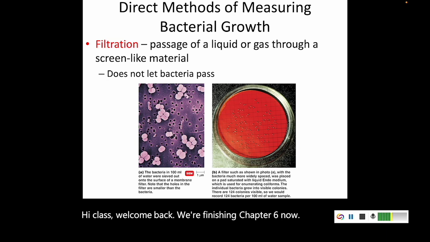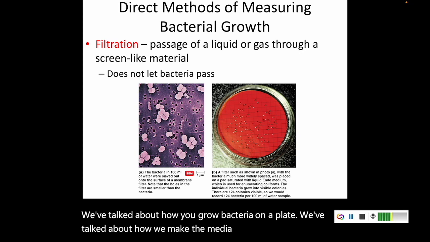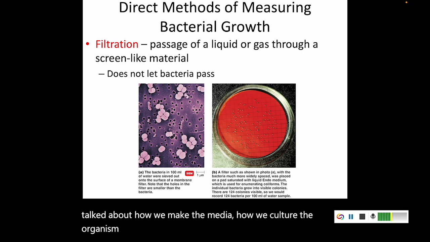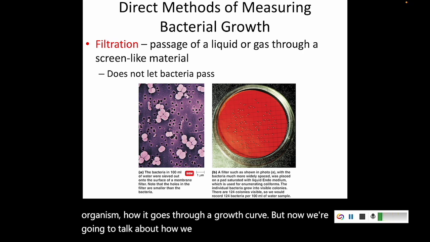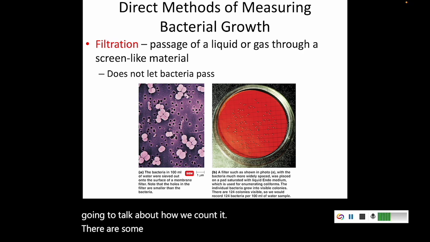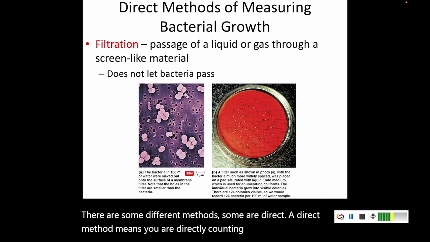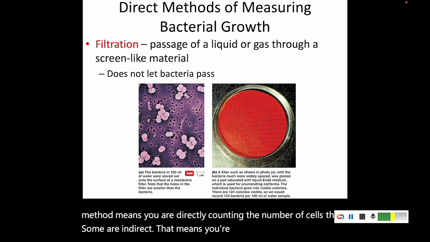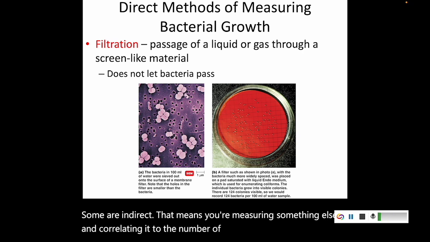We've talked about how you grow bacteria on a plate. We've talked about how we make the media, how we culture the organism, how it goes through a growth curve. But now we're going to talk about how we count it. There are some different methods. Some are direct. A direct method means you are directly counting the number of cells there. Some are indirect. That means you're measuring something else and correlating it to the number of bacteria there.